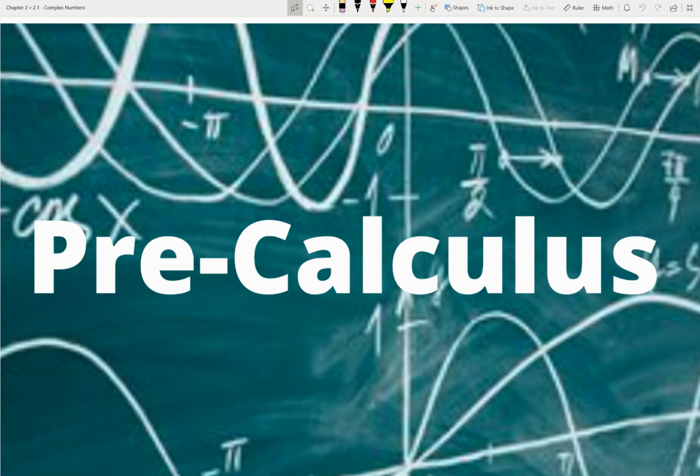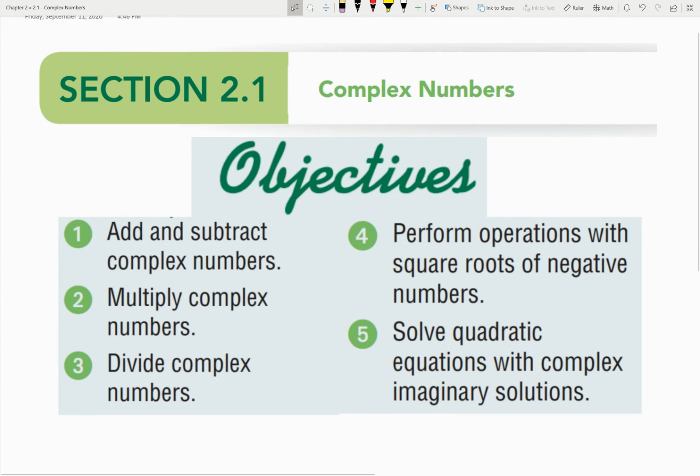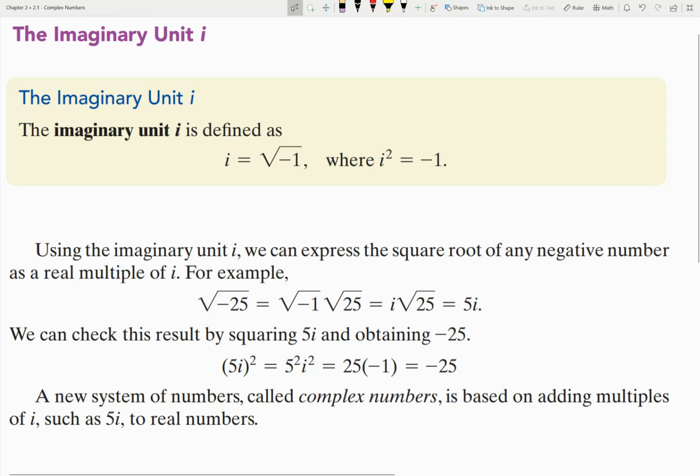Welcome to Online Precalculus. This is section 2.1, Complex Numbers. In this section, we'll start with the imaginary unit i and how that relates to square roots of negative numbers, and how we can evaluate i for all different exponents. Then we'll add and subtract complex numbers, multiply and divide complex numbers, perform operations with square roots of negative numbers, and finally solve quadratic equations with complex imaginary solutions.